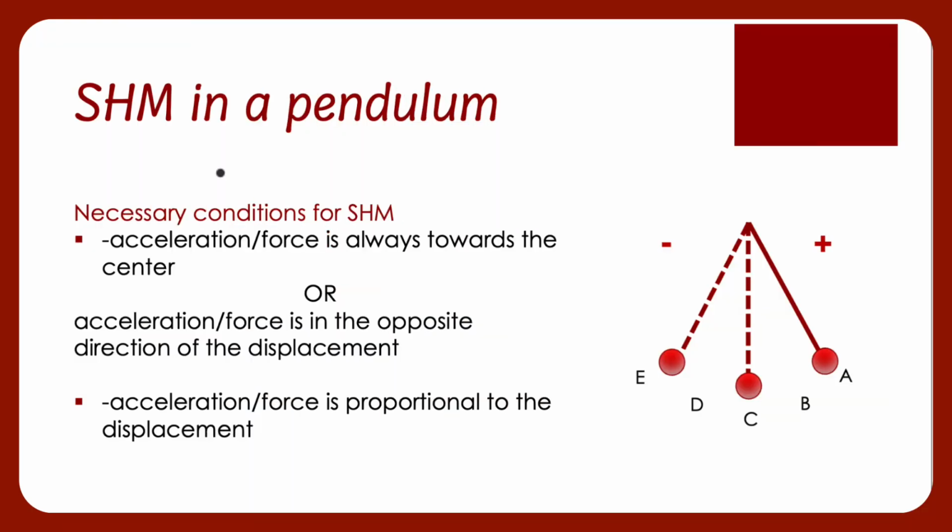So let's just remind ourselves of the conditions needed for simple harmonic motion. The first one is that the acceleration or force is always towards the center. So if I'm over here at A, that means my restoring force is going to be trying to bring it back to the equilibrium line. The force will be to the left, but my displacement is over here on the right. Likewise, if I'm speeding up in this direction, my acceleration will be negative. Speeding up in a negative direction, it would also be towards the left.